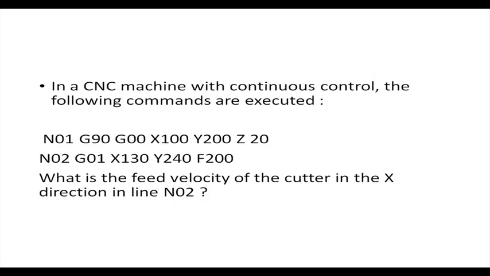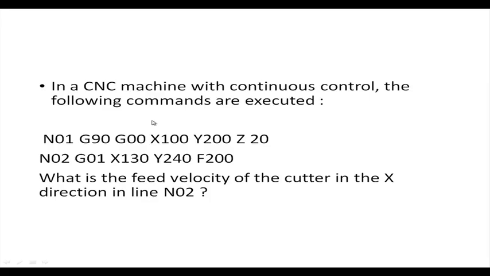Last of all, we have just a few minutes to finish one small problem. In a CNC machine with continuous control, the following commands are executed: G90, G00, X100, Y200, Z20. This is a rapid traverse command occurring at the highest possible speed, and after this the tool is going to reside at 100, 200, 20.